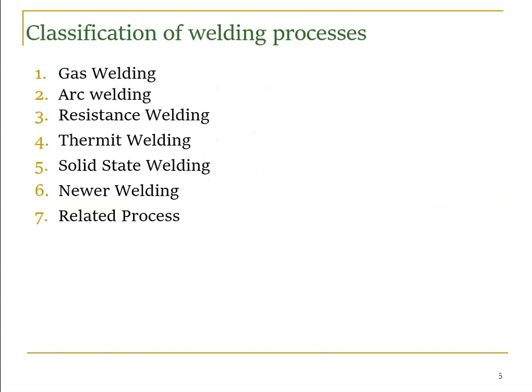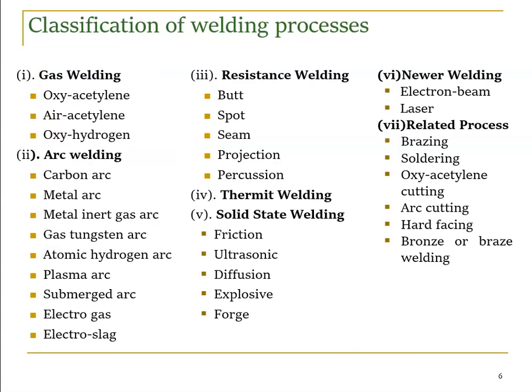So we know the classification. We have seven classifications such as gas, arc, resistance, thermite, solid state, newer welding, and related processes. These are the subcategories of welding processes. We have gas welding, which has three subclassifications, and resistance welding, which has five subclassifications. Then thermite, solid state welding, and newer welding, which is a new technology, electron beam and laser beam. Related processes are similar to brazing and soldering, and arc welding. So now we are going to discuss arc welding and its types, right?